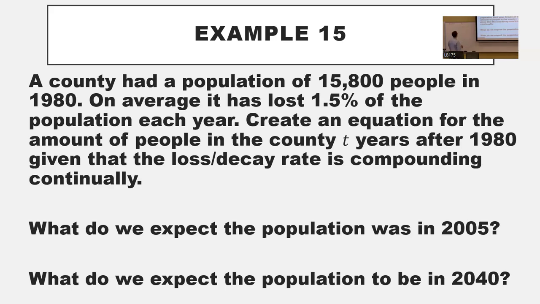All right. So we're compounding continually, but there are two curveballs here. One of the curveballs is we lost 1.5%. That means when I write my decay rate, or my rate, it's going to be negative. It's a decay rate, so the rate is going to be negative. So r will be negative 0.015.